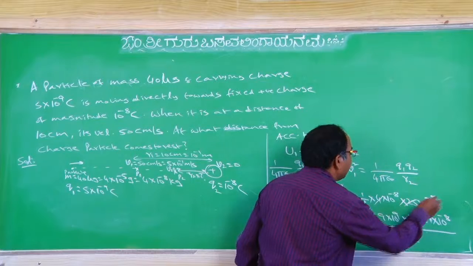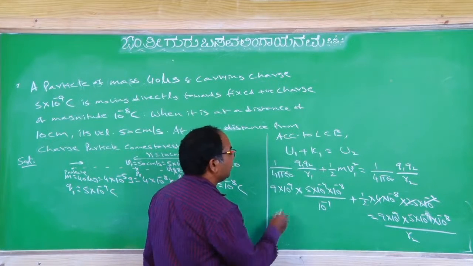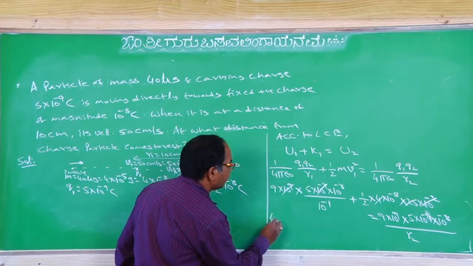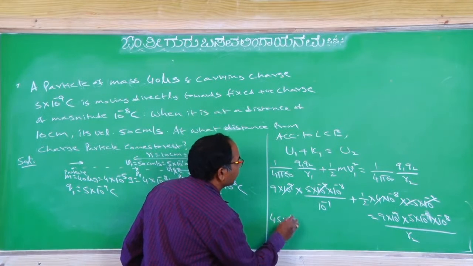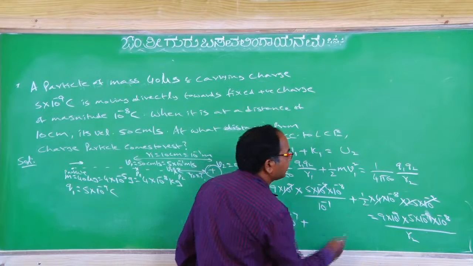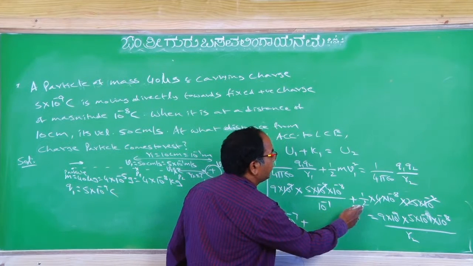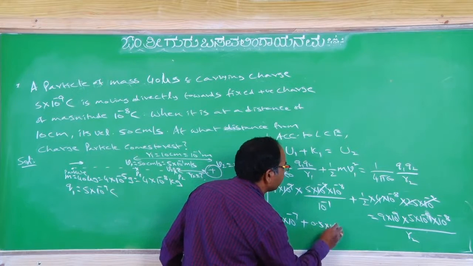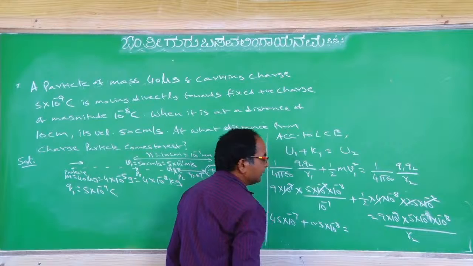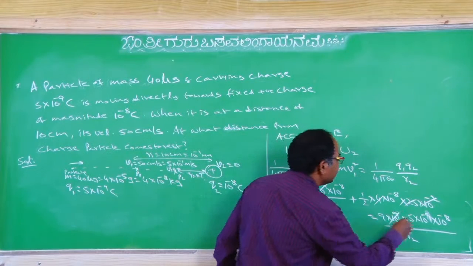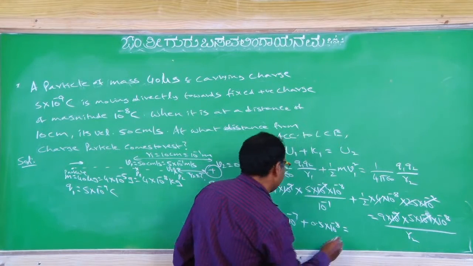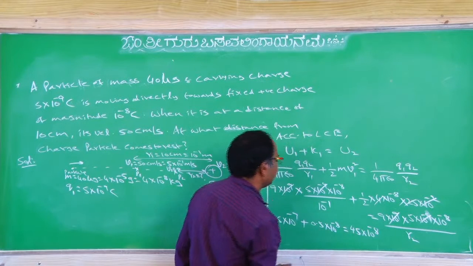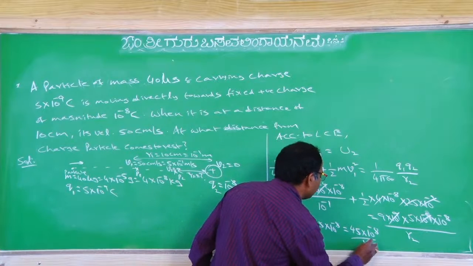Here 2500, 10 power minus 2 cancel. 10 power 9, 10 power minus 9 cancel. So, 9 into 5 how much? 45 into 10 to the power of minus 7 plus this one, 0.5 into 10 to the power of minus 8 is equal to... These two cancel, 45 into 10 to the power of minus 8, divided by R.